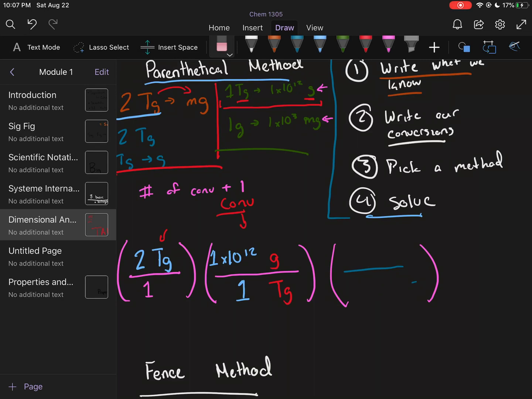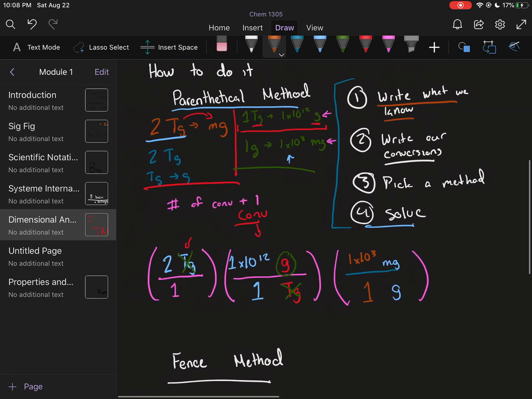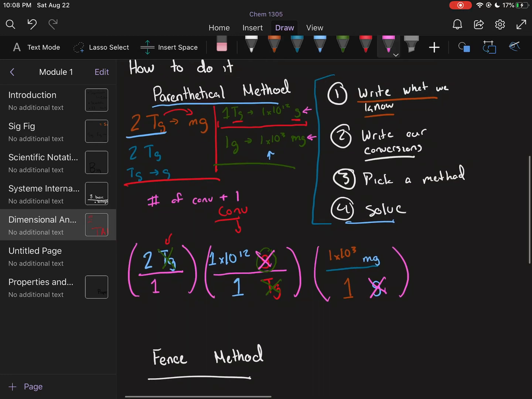So let's do this again. What do we want? Or easier said, what do we have? Well, right now we have grams. Why? Because when you multiply this, the teragrams will cancel out, leaving only grams. So we have grams here. And looking at this conversion, what do we want? Well, we want milligrams. So again, it's as simple as just plugging it in. So 1 times 10 to the third. Again, you can see how these grams cancel out. So really, it's just a matter of multiplying across.